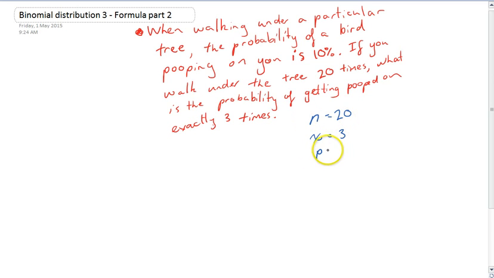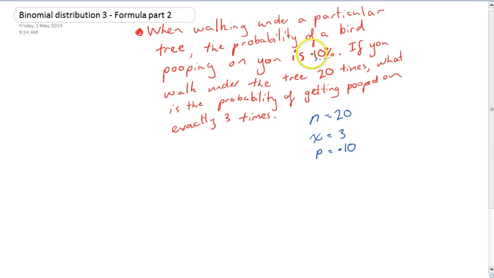Now, the probability of success, and this sounds odd here. In this particular question, success is given as getting pooped on by a bird. We don't talk about success in probability the way we would talk about it in life. Success is more like the thing that we're interested in. And in this case, we're interested in getting pooped on even if we don't want it. Now, the probability of getting pooped on here is 0.10.